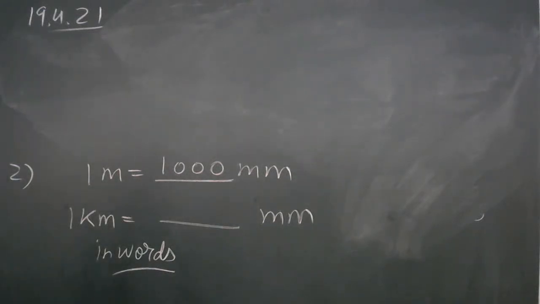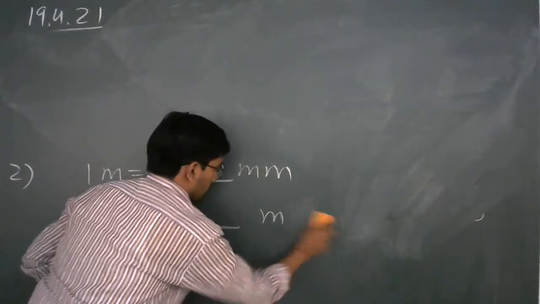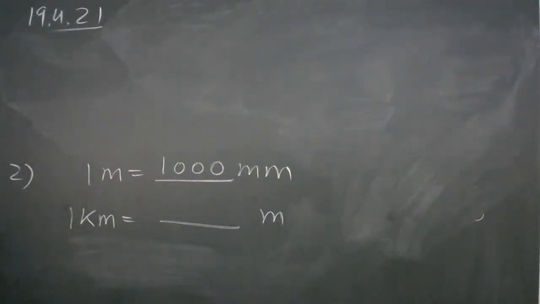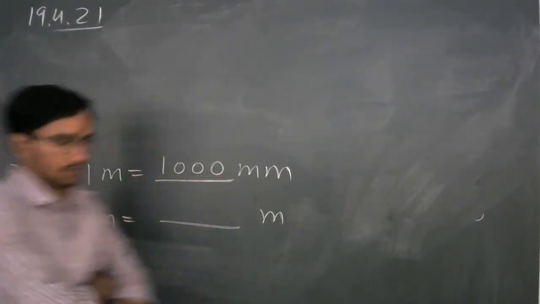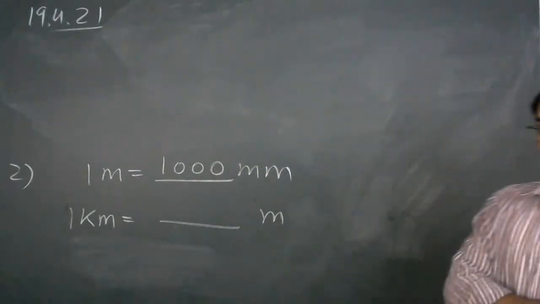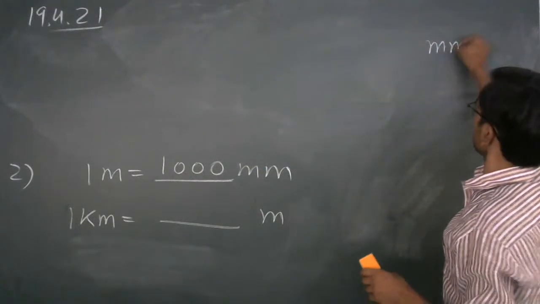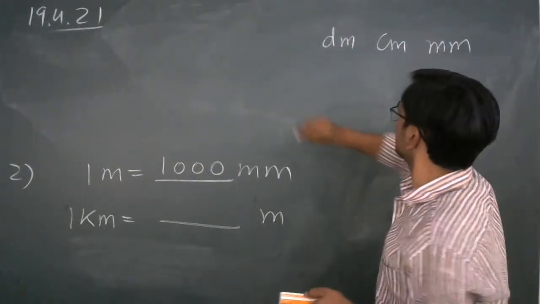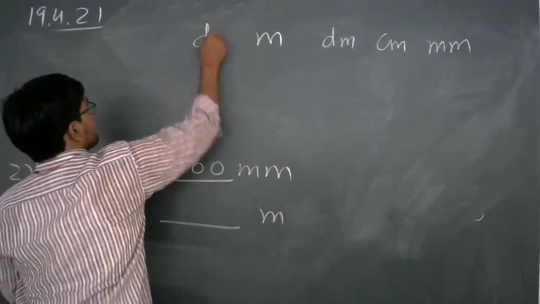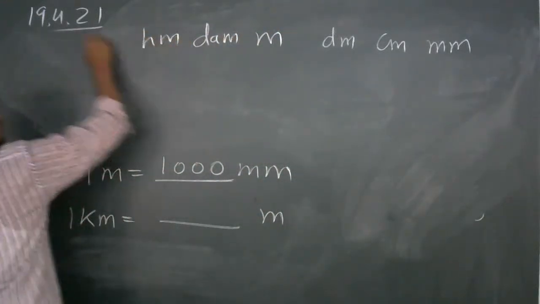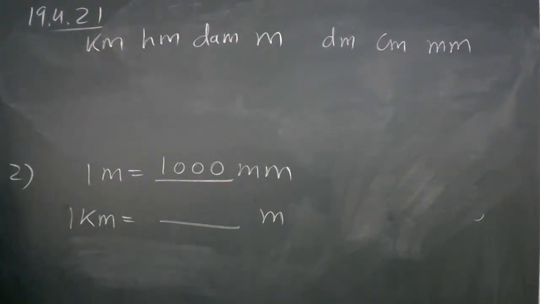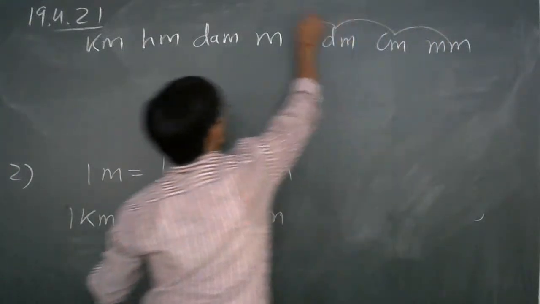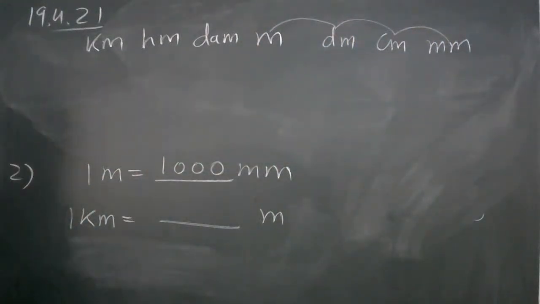And if I ask you, 1 kilometer is how much meter now? 1 kilometer, your distance, it contains how much meter? As you know that milli, centi, deci, then meter, then deca, hecto, kilo. Yes, we already did it in 4th class. Milli, centi, decimeter. Yes, there is a difference of 1000.